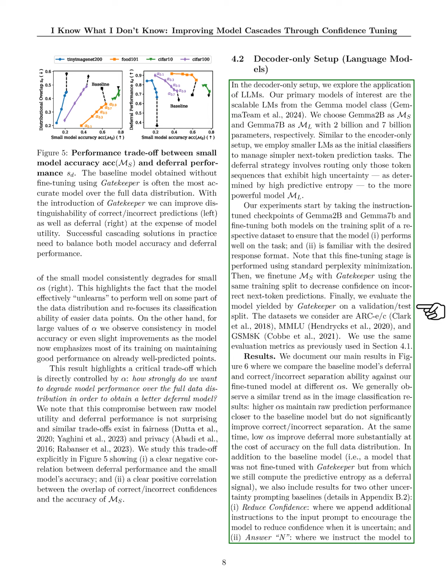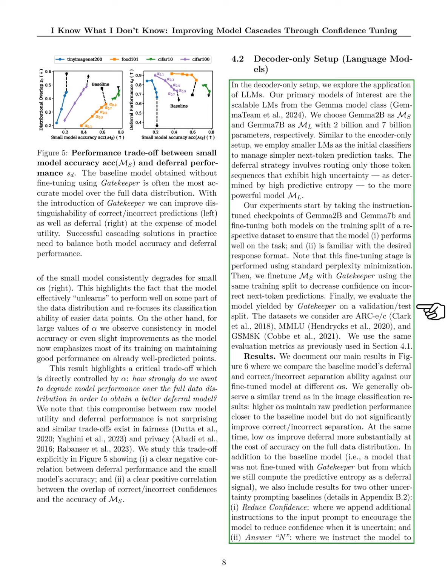We present our main results in a figure, comparing the baseline model's deferral and separation abilities against our fine-tuned model at various thresholds. We generally observe that higher thresholds maintain prediction performance similar to the baseline but do not significantly enhance the separation of correct and incorrect predictions. Conversely, lower thresholds improve deferral significantly but reduce overall accuracy.